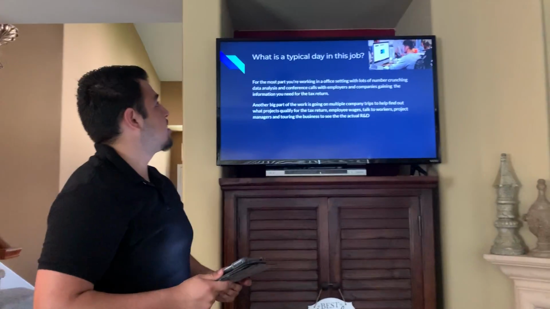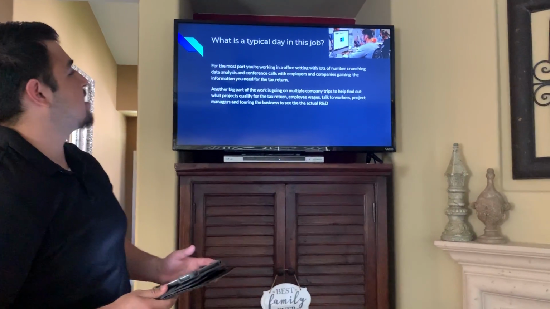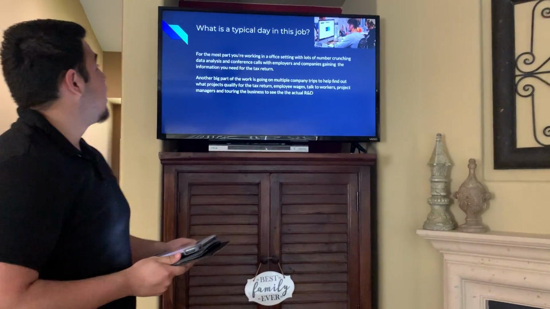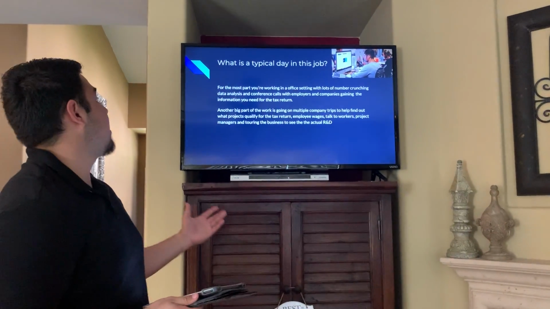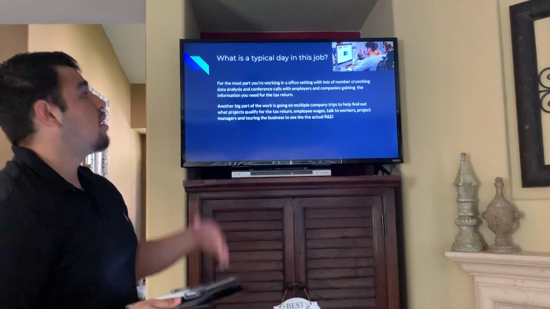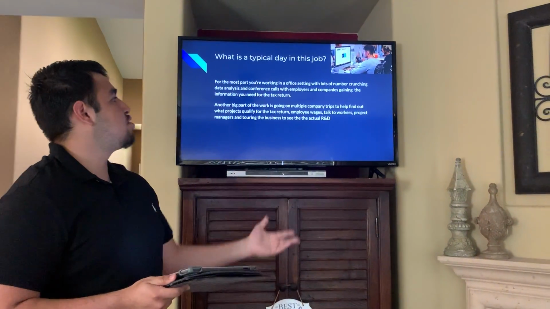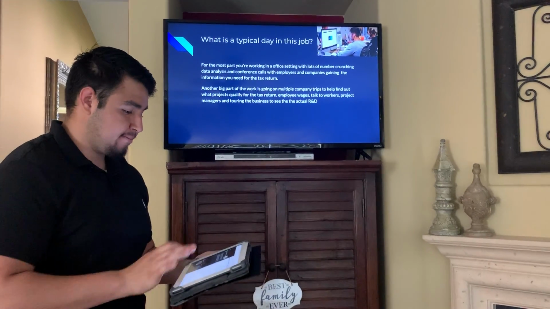So what's a typical day on this job? For the most part, you're working in an office setting with lots of number crunching, data analysis, and conference calls with employers and companies, gaining the information you need for the tax return. Another big part of work is going on multiple company visits to help find out what projects qualify for the tax return, employee wages, and then talking to the workers, the project managers, and touring the business to see the actual R&D that's happening in the business.